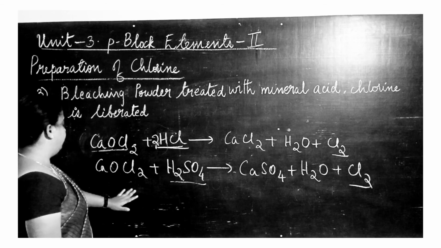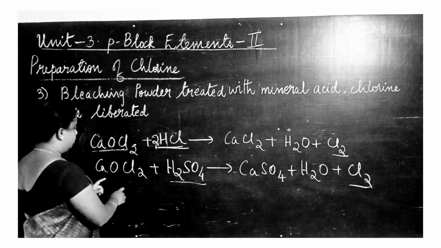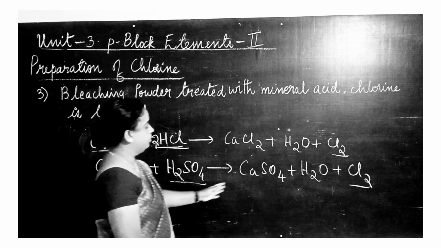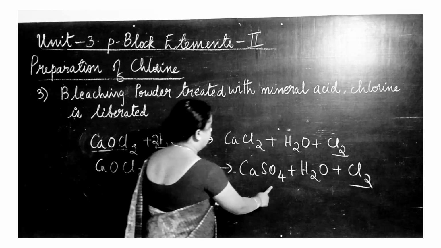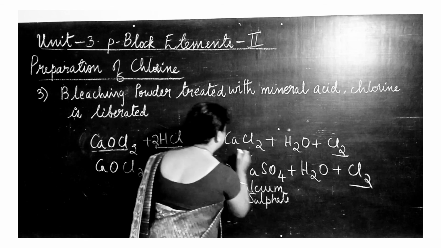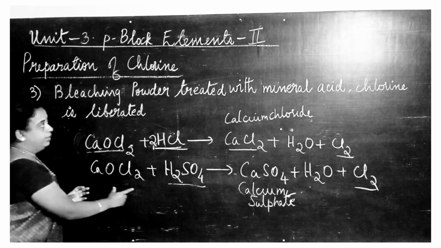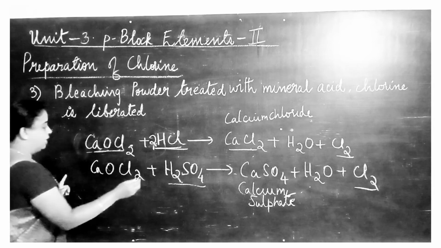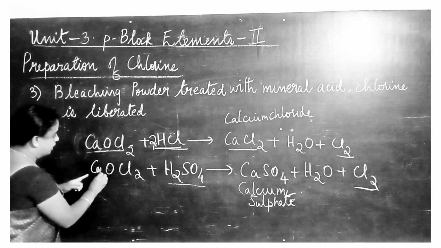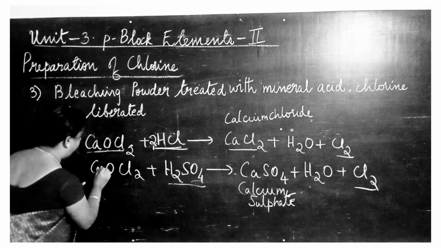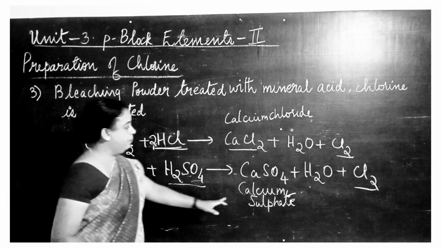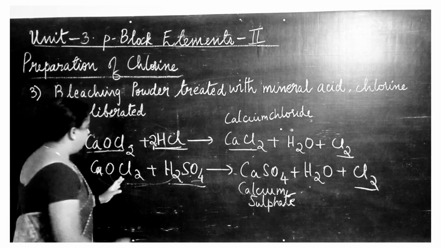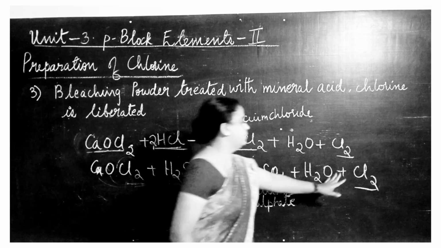Okay, so likewise let us balance this also. Calcium, that is your bleaching powder, reacting with sulfuric acid to form calcium sulfate. CaSO4 is calcium sulfate, and this is calcium chloride. How do you get calcium sulfate? This calcium and this SO4 combine to form calcium sulfate. Then this hydrogen and oxygen combine to form water, and this chlorine gas is retained as it is.